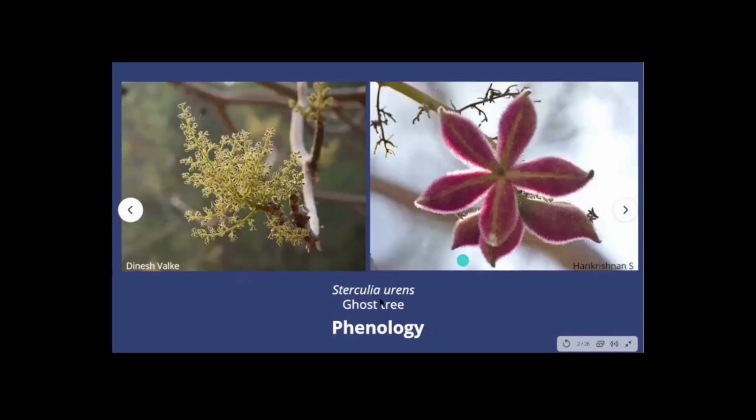During the time when it sheds its leaves, it also puts out flowers. And soon after, sometime around March, April, these flowers become these beautiful pink fruits. So flowering, fruiting, shedding and appearance of new leaves are cyclic events in a tree's life. That is, they happen repeatedly. And the study of these events is known as phenology.